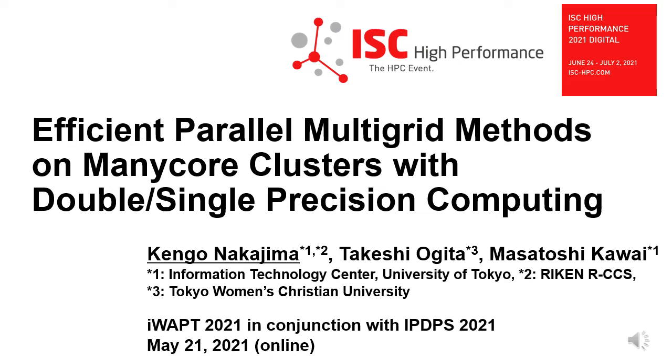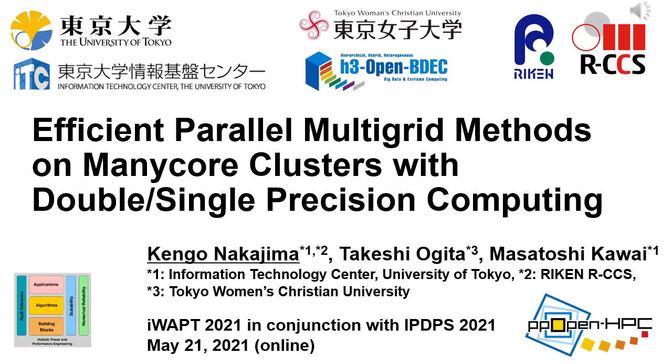This work was presented in IWAPT 2021, in conjunction with IPDPS 2021, in May 2021. My name is Kengo Nakajima, the University of Tokyo, and Riken RCCS. Title of my talk is, Efficient Parallel Multigrid Methods on Manycore Clusters with Double-Single Precision Computing. This is a joint work with my colleagues Takeshi Ogita and Masatoshi Kawai.